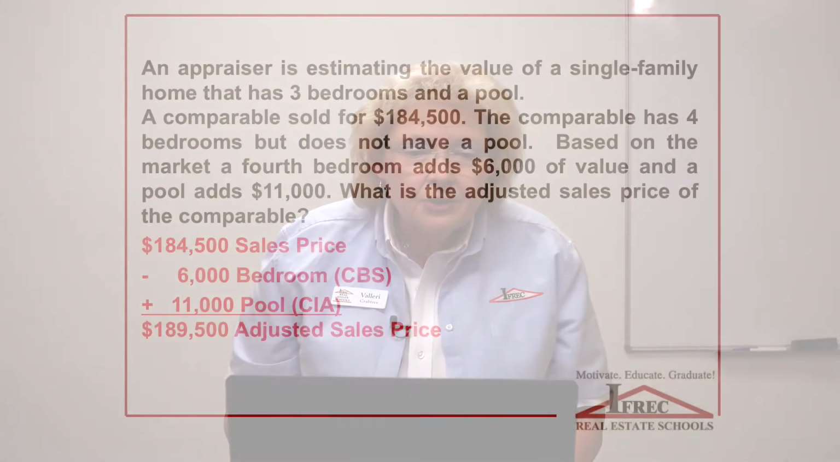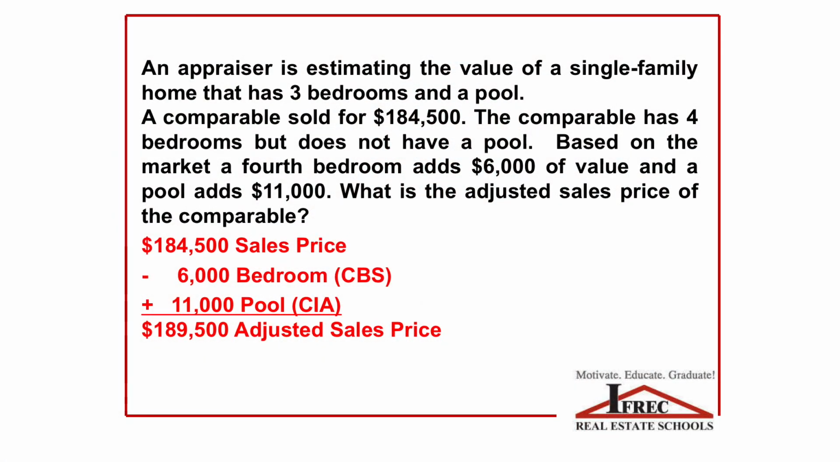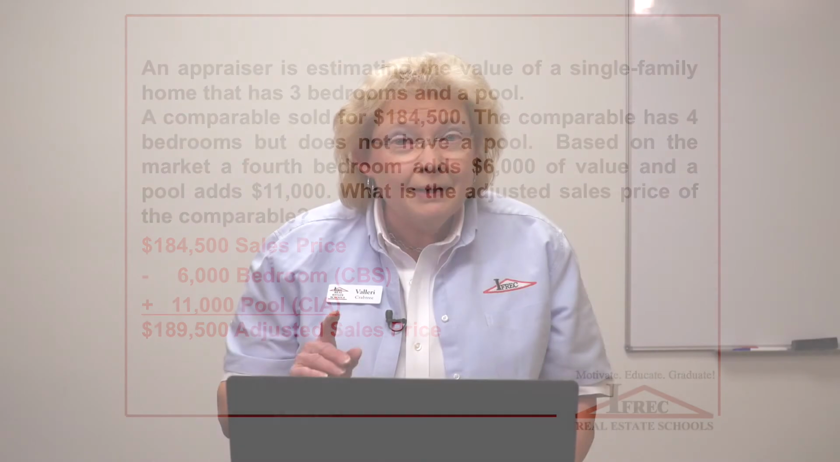So in this case, we have a comparable that is both better and inferior. So we're going to have CBS, comp better subtract, for the bedroom, and for the pool, comp inferior add. Based on the market, a 4th bedroom adds $6,000 of value and a pool adds $11,000. So what is the adjusted sale price of the comparable? Remembering that we never ever adjust the subject, we only adjust the comparable.